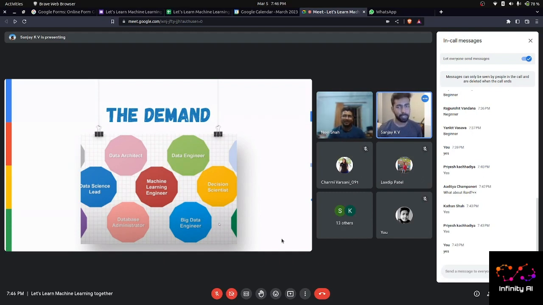Now, can you say which one is the most paid one? Let me guess. Yeah, go for it. Like the ML engineer? Of course, the machine learning engineer, and there is also the data scientist lead. These two get paid more than all other fields right now.